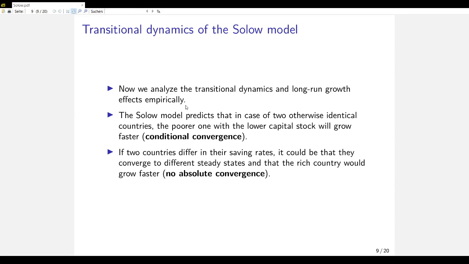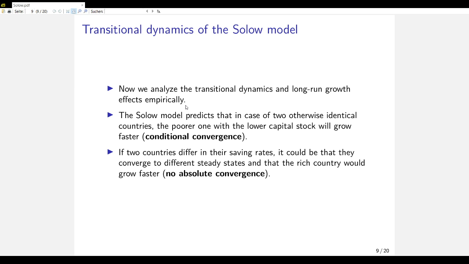Before we move on to these aspects, however, we also want to look at the empirical plausibility of the Solow model when it comes to transitional dynamics. And here we already know that the Solow model predicts that in case of two otherwise identical countries, the one that is poorer, which has the lower capital stock, will grow faster. So that's conditional convergence. It does not predict that necessarily two countries that do not share the same steady state would converge to each other.